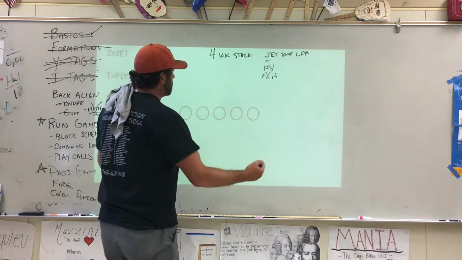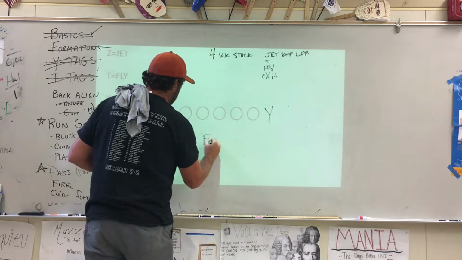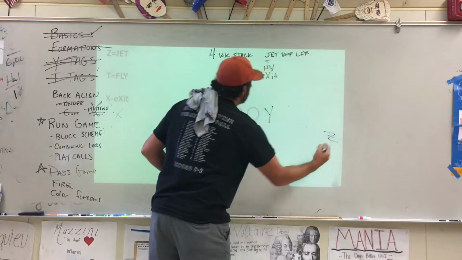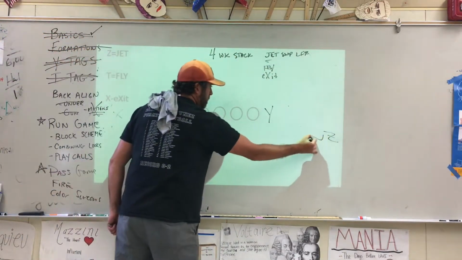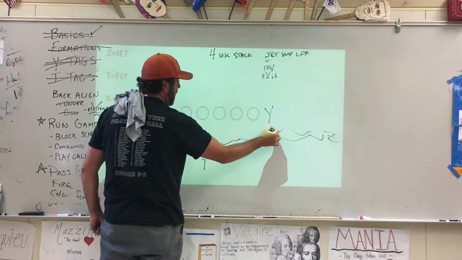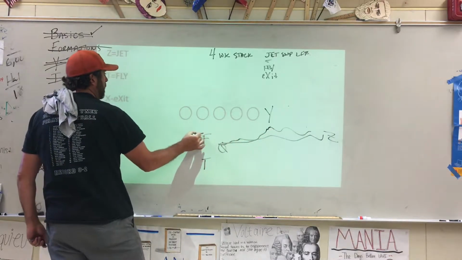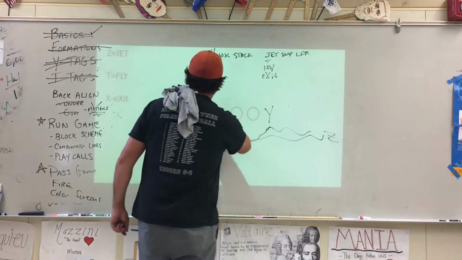So let's go 4 weak stack, jet sweep left. Jet is for the Z, and so he's going to get the handoff. He's going to come to the tight end, like he's coming all the way across, and he's going to start making his way back. And so that is jet sweep.